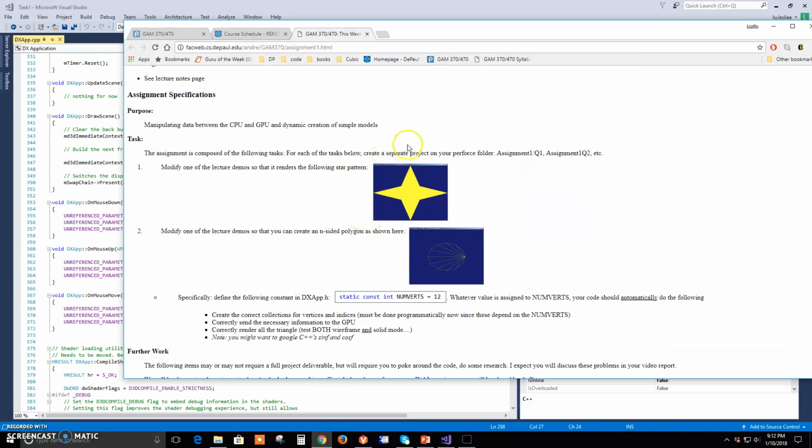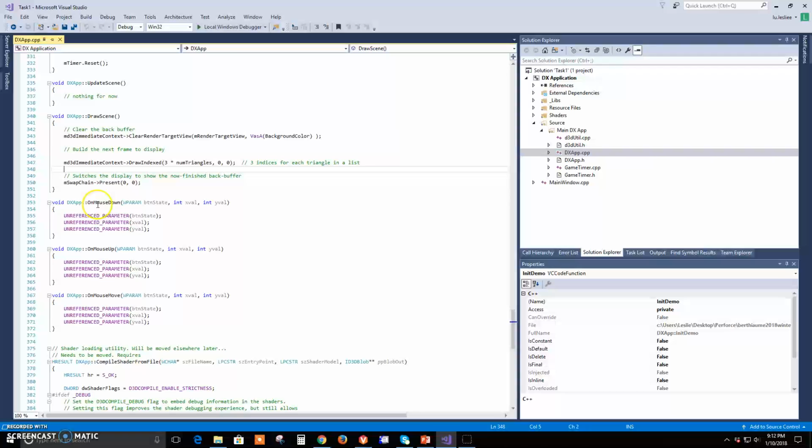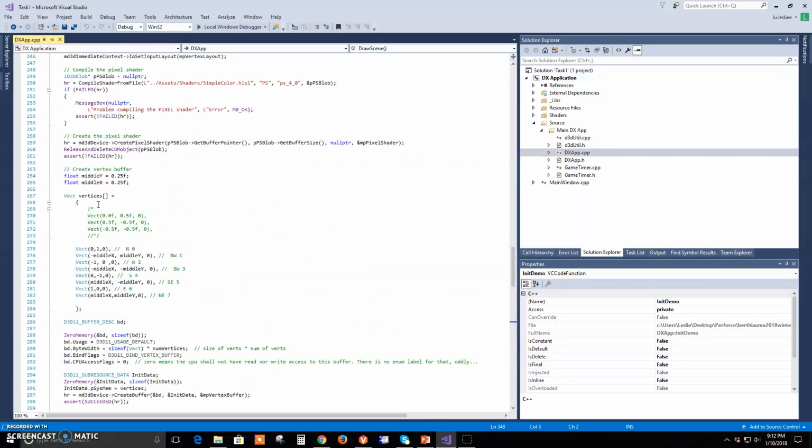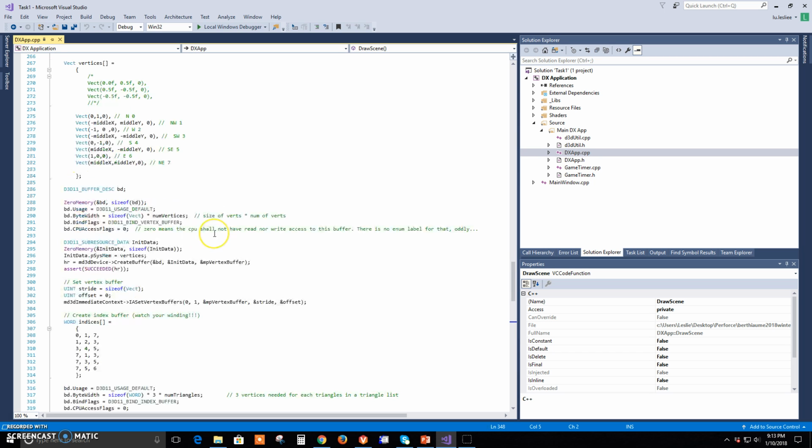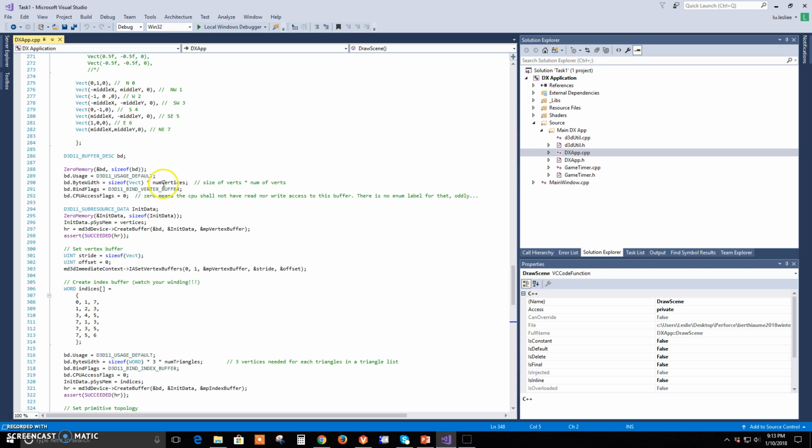Okay, so task 1 is to draw the star. I just trialed and errored until I got some vertices. And then here they are: 1, 2, 3, 4, 5, 6, 7, 8. There are 9 vertices. And I made a little variable for it.